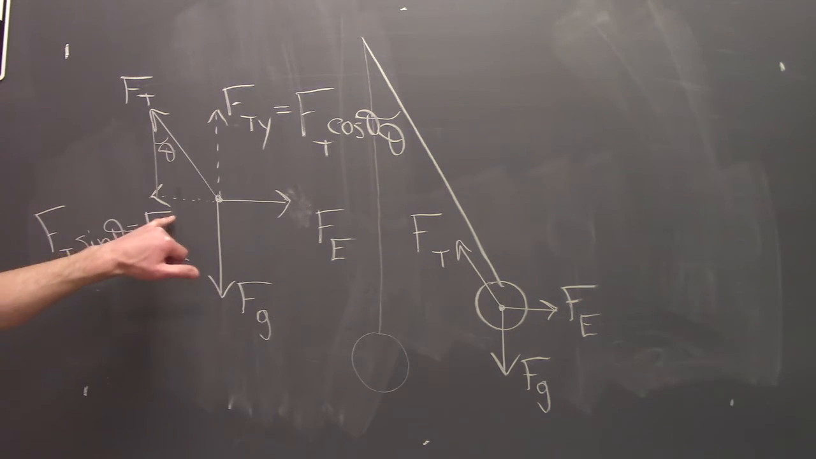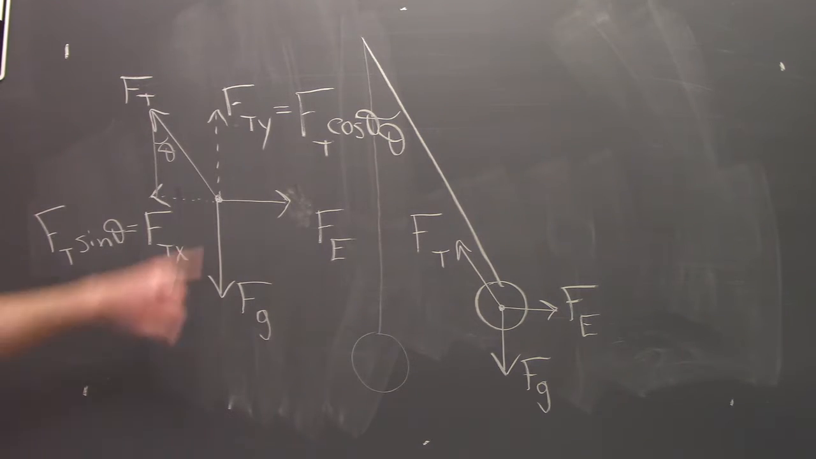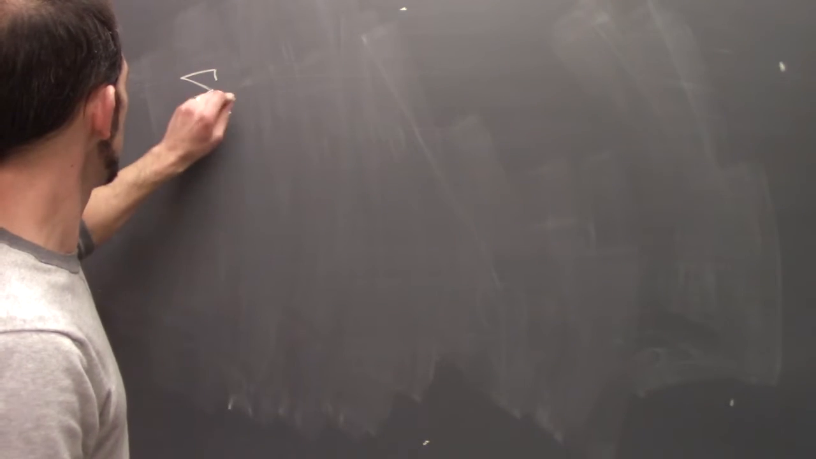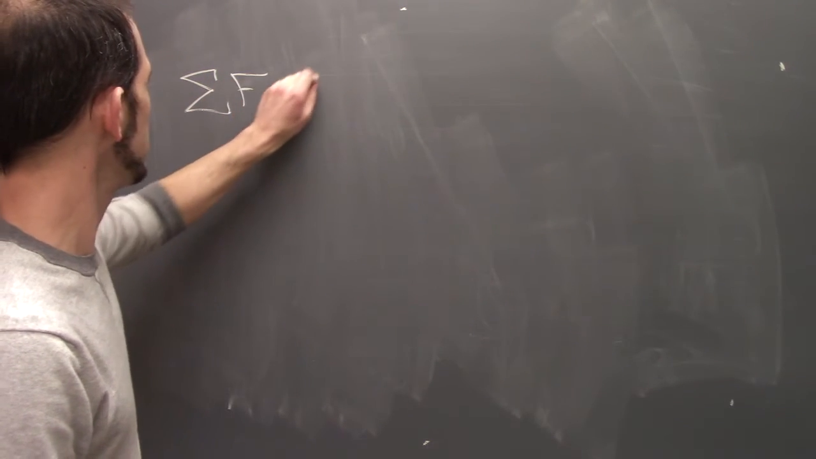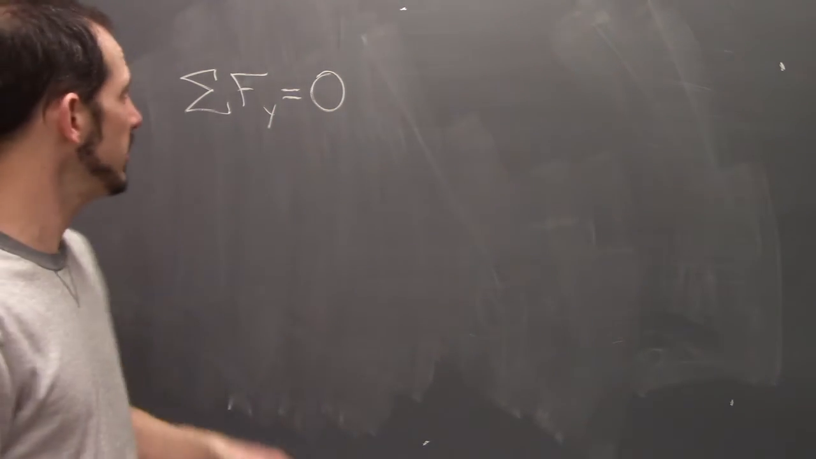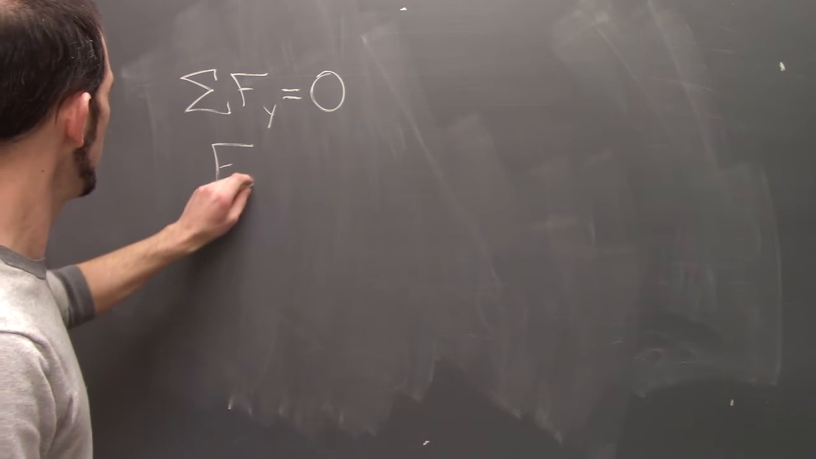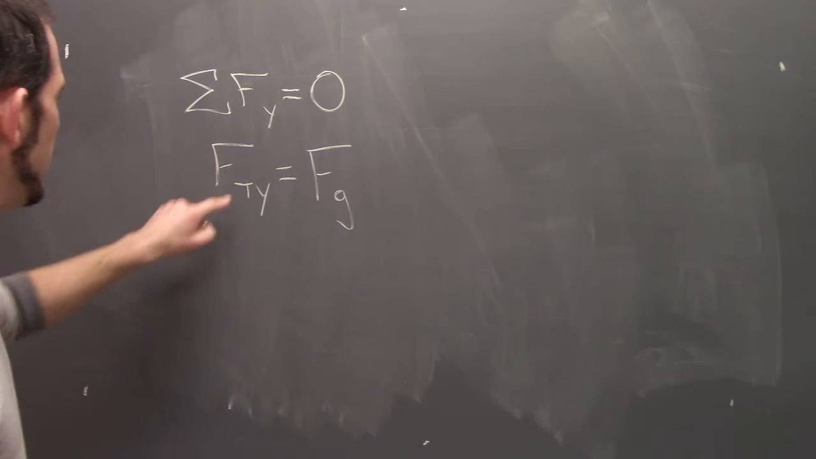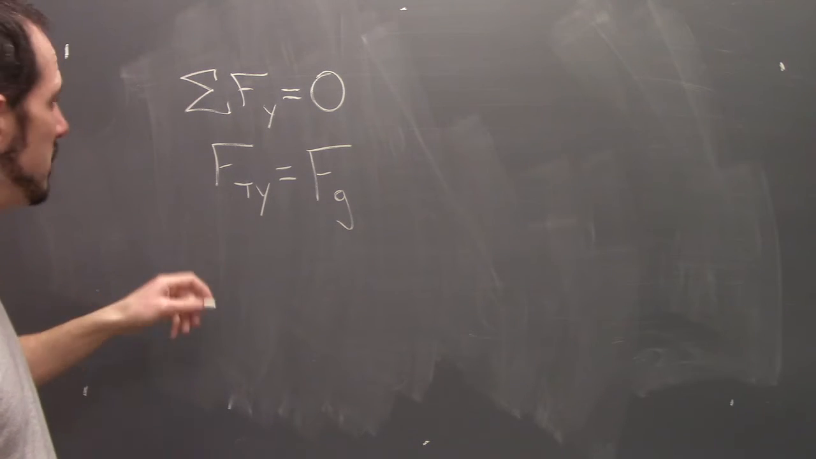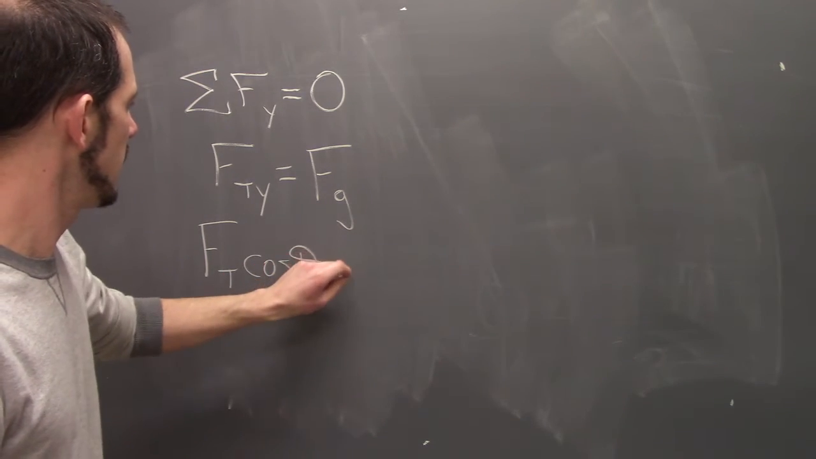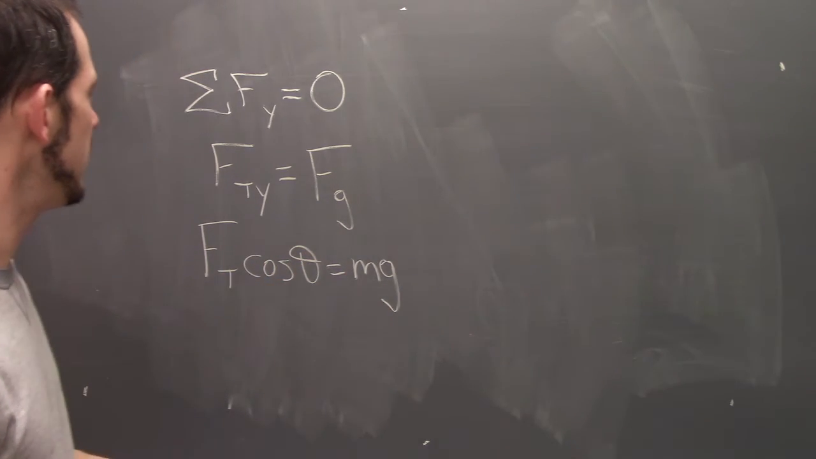So we see that FTX must balance FE, and FTY must balance FG. Okay, the sum of the forces in the y direction must be equal to 0. There's 1 up minus 1 down equals 0. That means those two forces are equal. So in the y direction, we have FTY is equal to FG. We know FTY is FT times the cosine of the angle, and FG is just m times g.